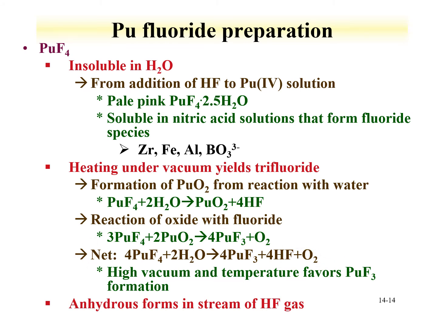High vacuum and high temperature favors the formation of the trifluoride. You can make these compounds, both the tri and tetrafluoride, as hydrates, so you can knock off that water by treating this product in a stream of HF gas.